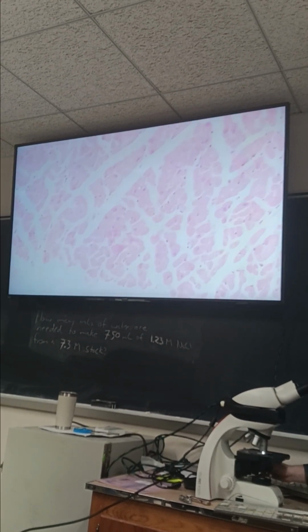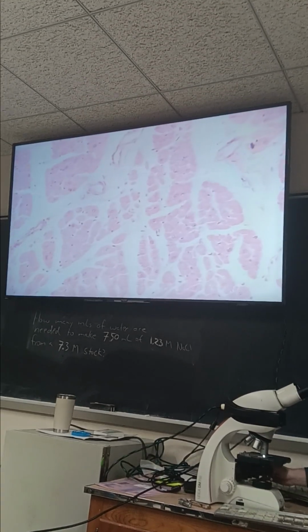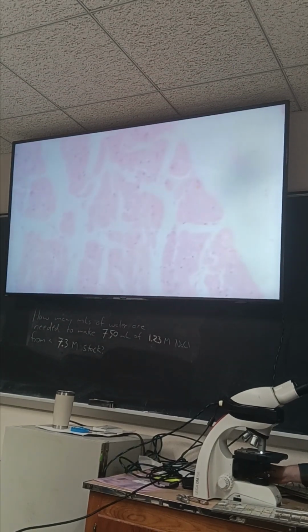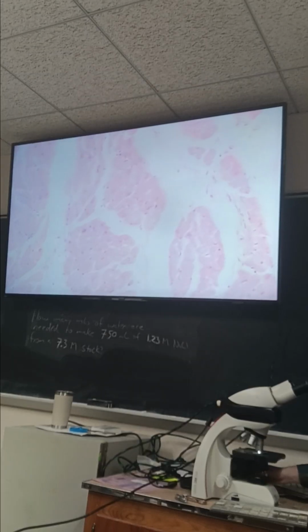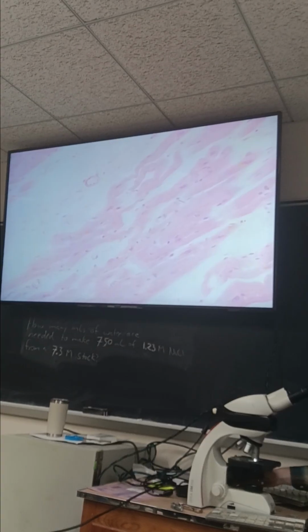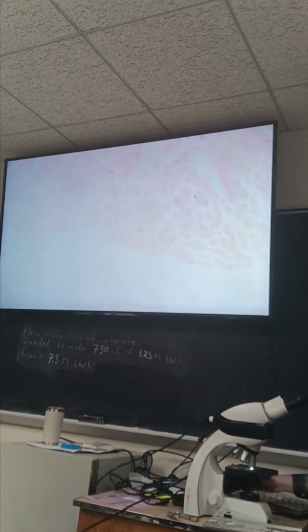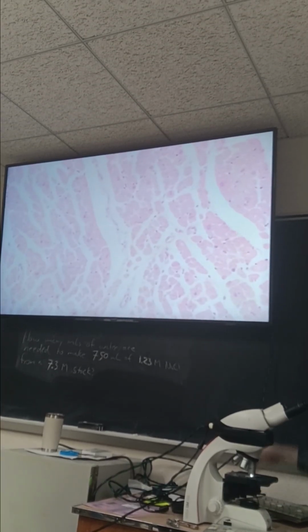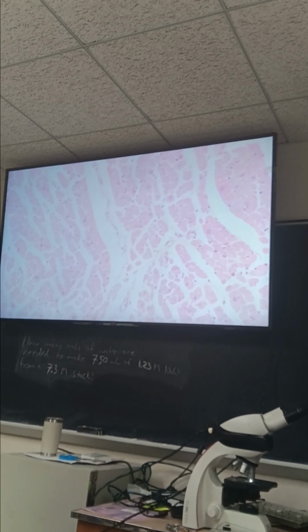Okay, and it is, but this is not the best view for us to study, so let me find it. Okay, actually, what is this? This is actually still cardiac muscle, but coming in and out of the screen. So let's actually think about that a little bit.